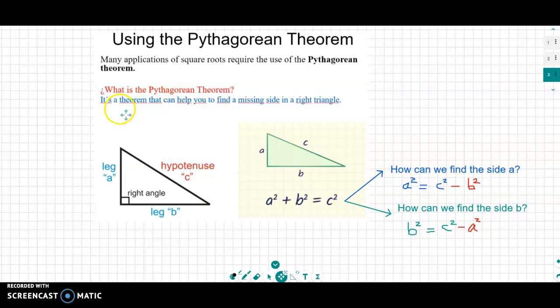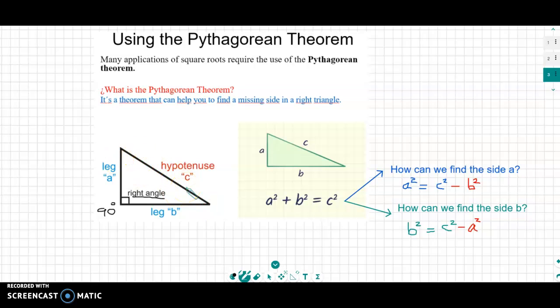It's a theorem that can help you find a missing side of a right triangle. Remember that a right triangle is a triangle that has a right angle. What does a right angle mean? That it is 90 degrees. So here we have the right angle, which is 90 degrees. We have two sides that are perpendicular. Here we have the leg A, which is the vertical side. Here we have the leg B, which is the horizontal side. And here we have the hypotenuse, which is the side C, or the diagonal.